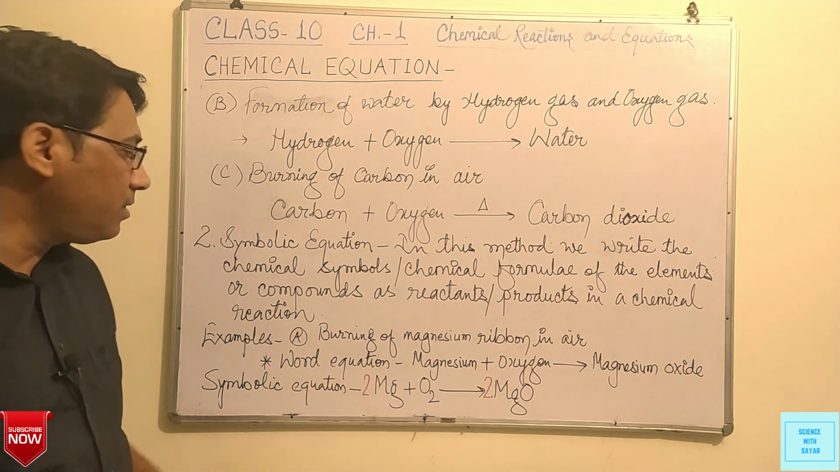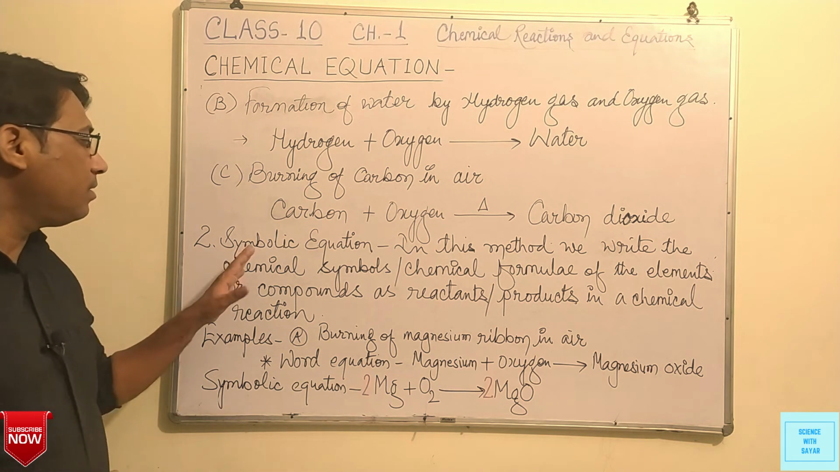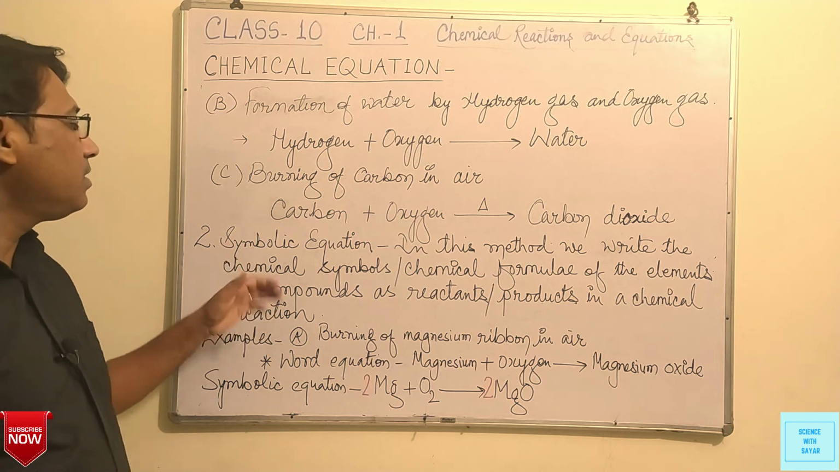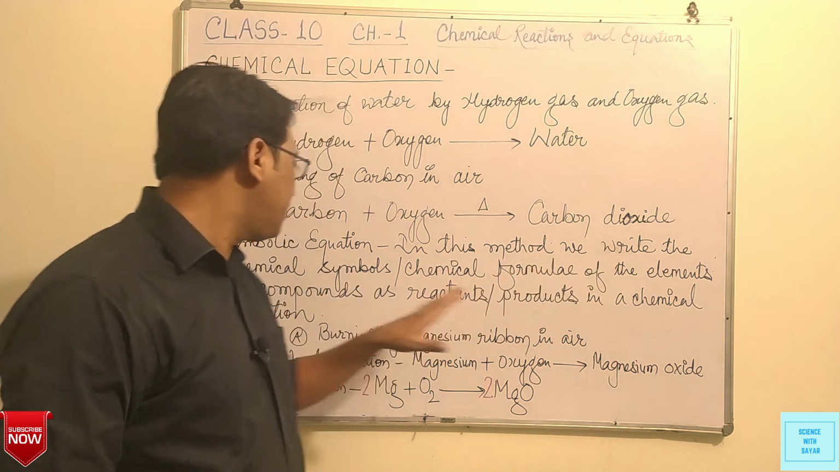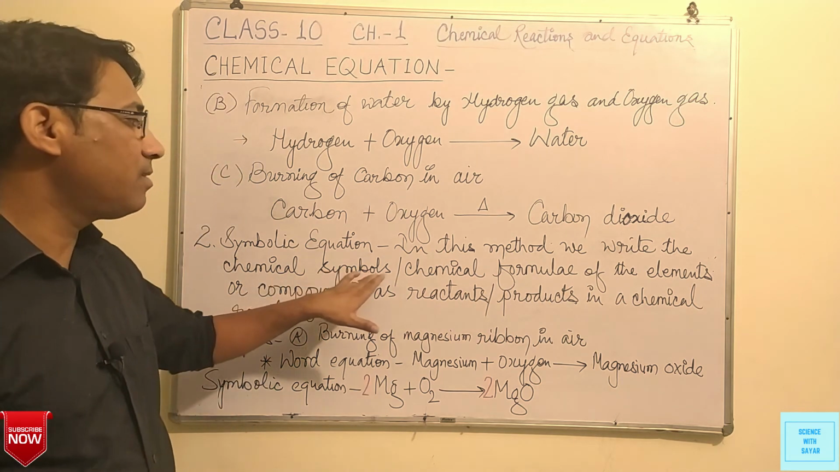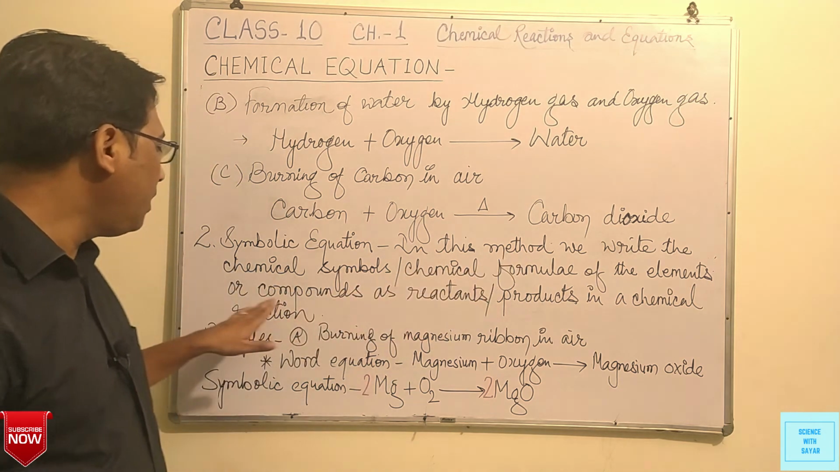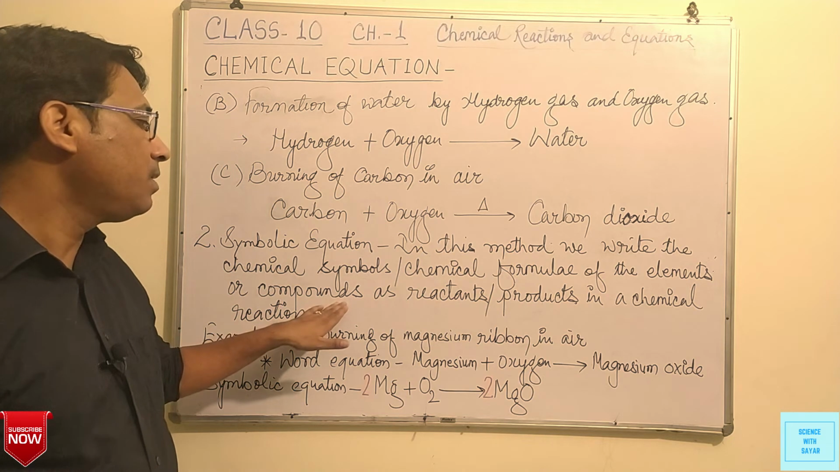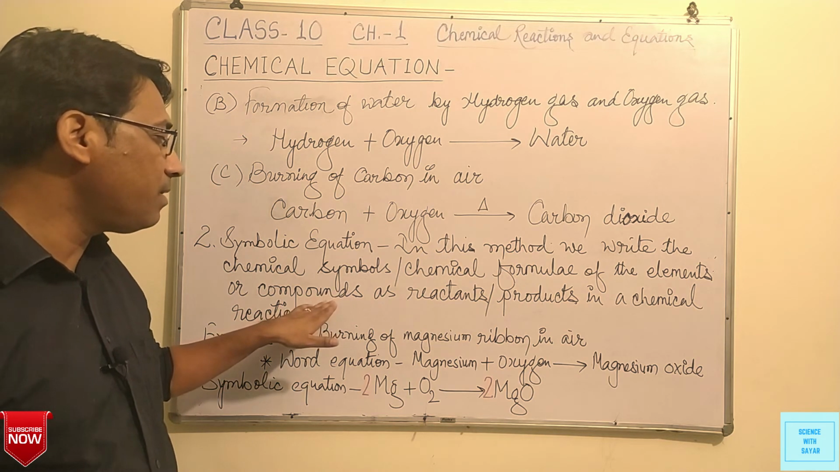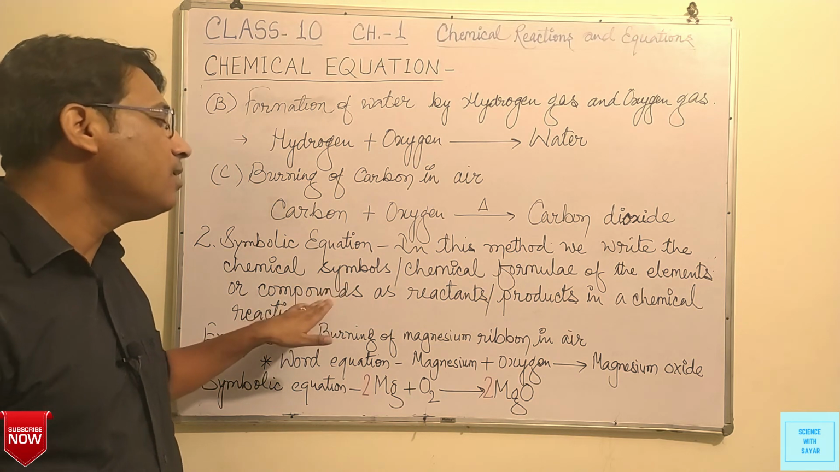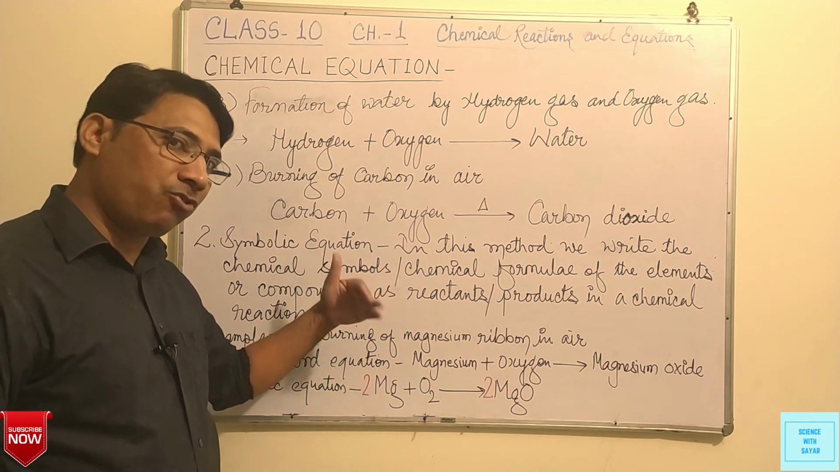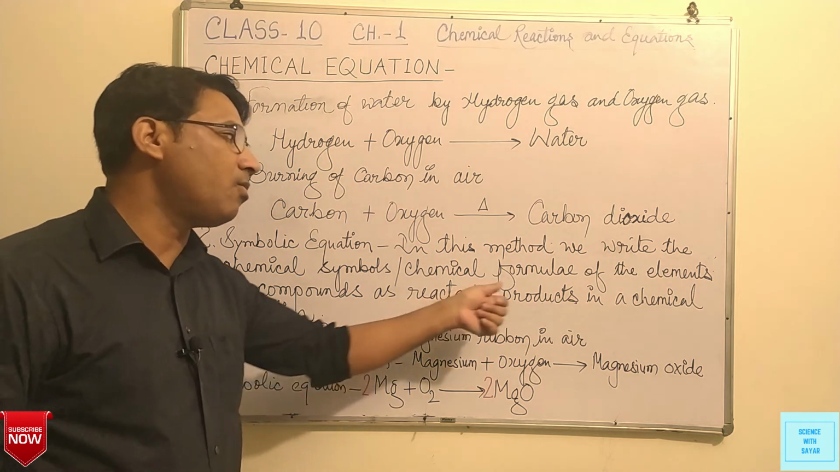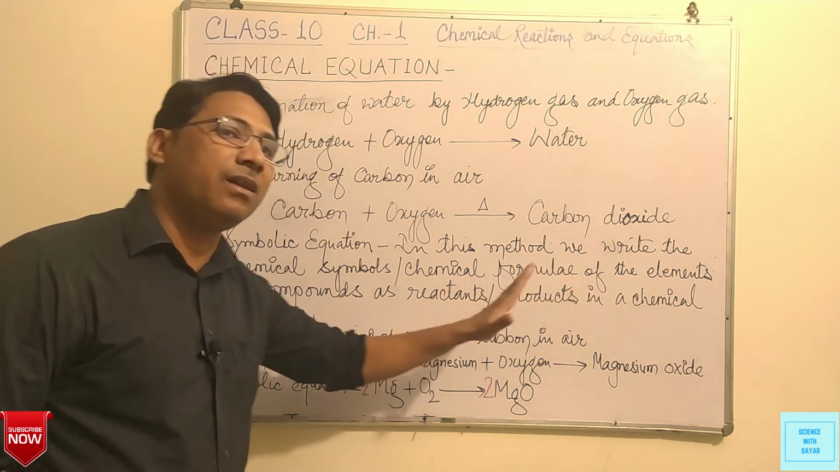So in this type of representation of a chemical equation, known as the symbolic equation, we write the chemical symbols or chemical formulae of the elements or compounds. If they are elements, we write their symbols, and if they are compounds, we write their chemical formulae. And these compounds or elements may be reactants or products in a chemical reaction.